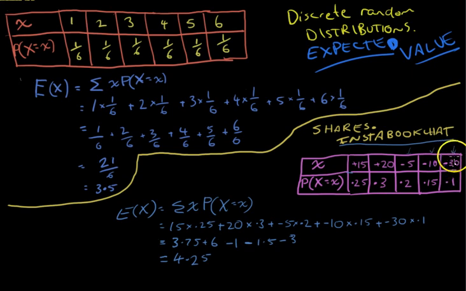That's just the way that probability works. Over the long term, if you buy shares like this every day, you can average 4.25 cents every single day. But on any given day, disaster could strike. You could lose 30 cents, or something fantastic could happen and you could gain 20 cents. That's the nature of expected value. Okay, so now you can just jump into trying some of these questions out.